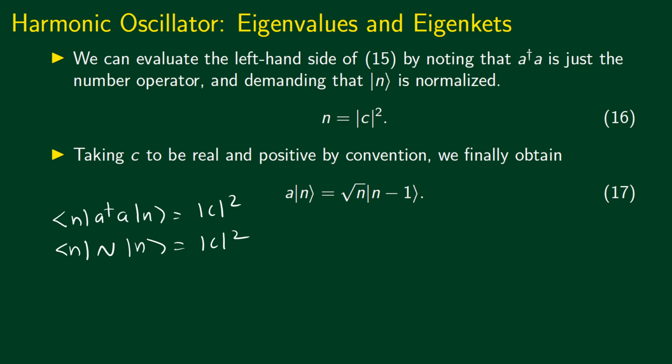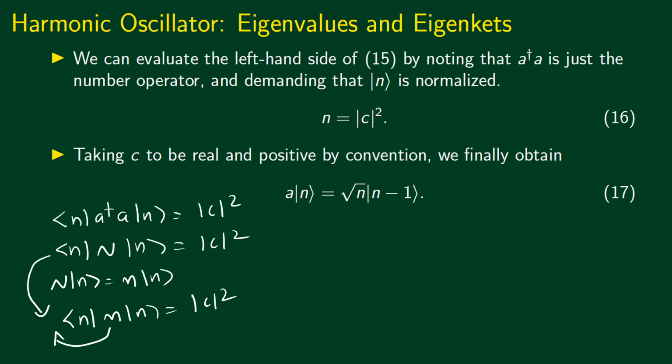Now we can use the eigenvalue equation n acting on ket n is equal to the eigenvalue n multiplying ket n, and then this equation becomes n bra n ket n is equal to modulus of C square. This n is a number, so we can pull it out of the inner product. Now we have defined the ket n as the normalized eigenkets of operator n, which means that bra n ket n is equal to 1. So we get n is equal to modulus C squared.